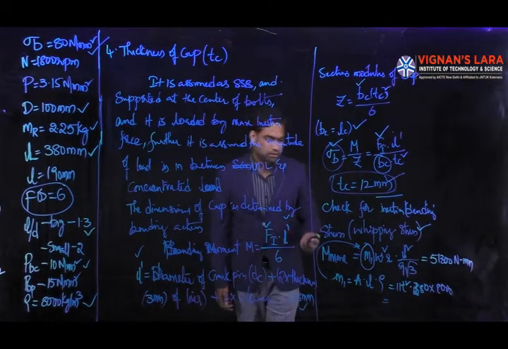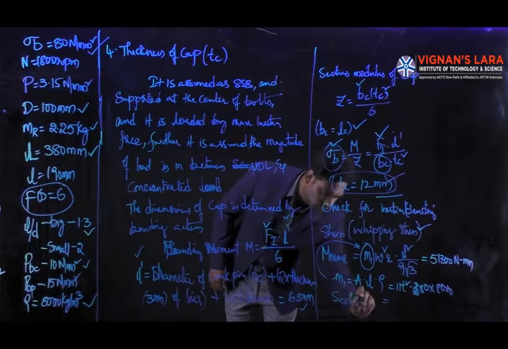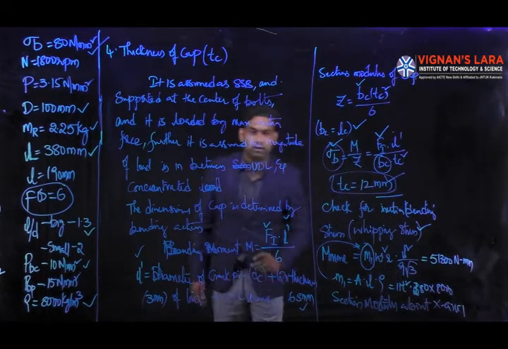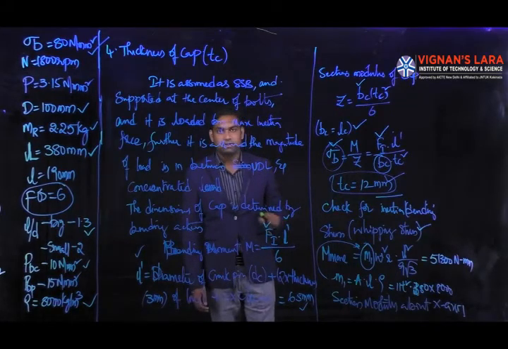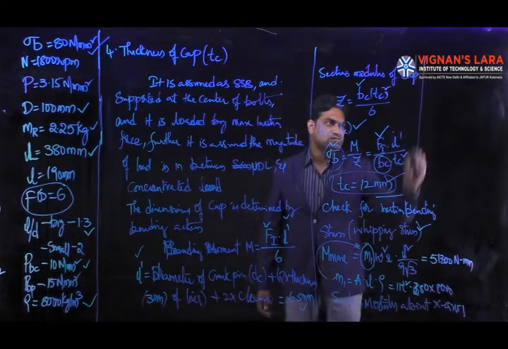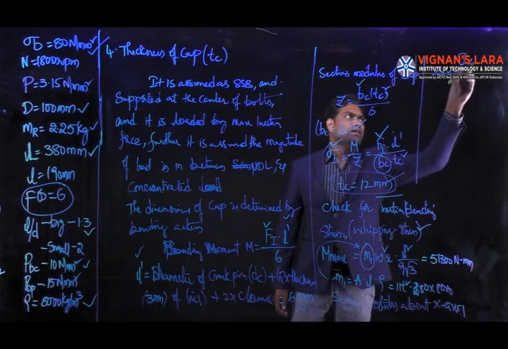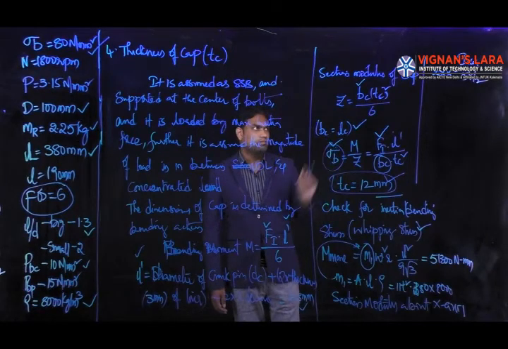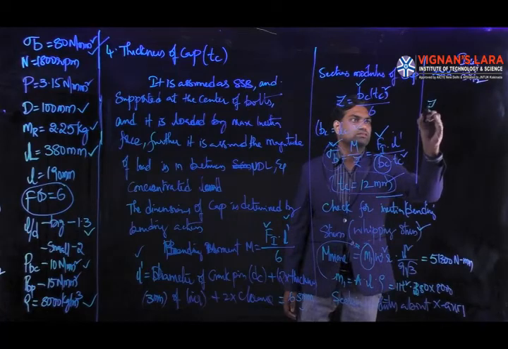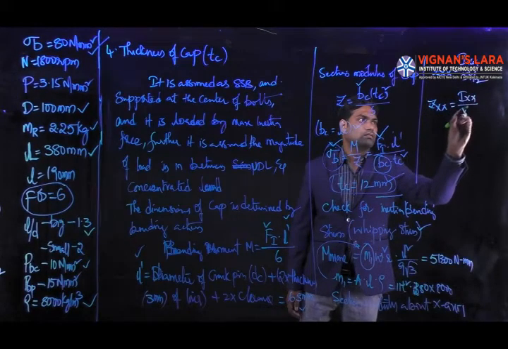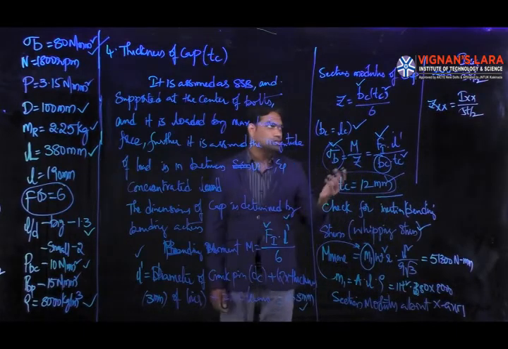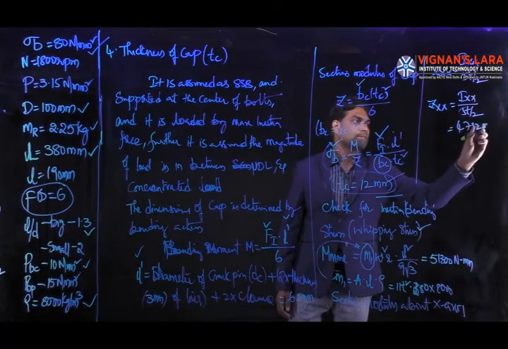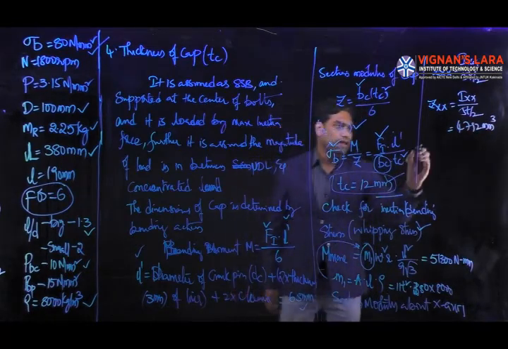After calculating the maximum bending moment, you can also calculate the section modulus. Section modulus about the x-axis, you can consider about x-axis. Why? Because the design is performed about the buckling of connecting rod about x-axis. So you also need to calculate the section modulus about x-axis, Zxx, given by Ixx by 5t by 2. We know the moment of inertia Ixx is 419 by 12 t power 4, and 5t by 2 you can substitute, so Zxx is around 4792 mm cube.